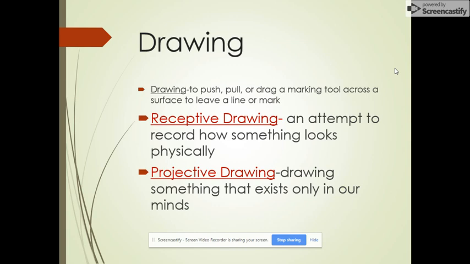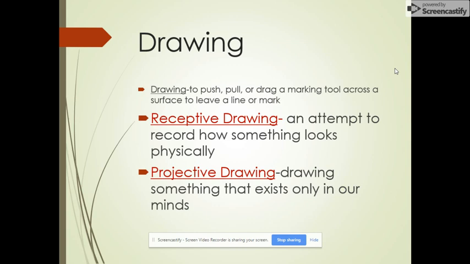So in this case, if you're trying to draw an apple, but you don't have an apple directly in front of you, then you're going to project the memory or the idea of what you see as an apple onto a piece of paper. Oftentimes, projective drawings are going to have an imaginative aspect to them.